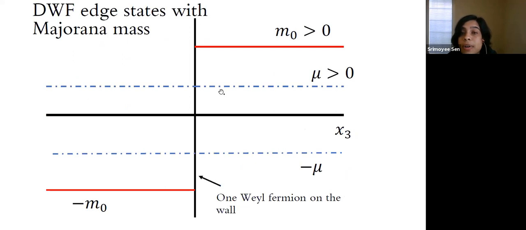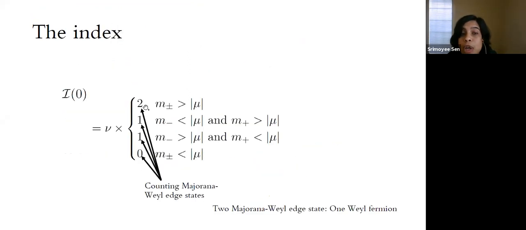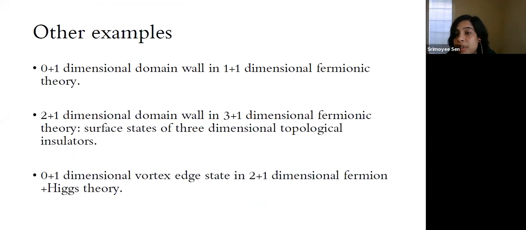And here you have a current inflow from both sides, plus one and minus one, and you count two Majorana Weyl. So you're able to count one Weyl fermion like this. So what happens is that you have two units of current inflow when you have a Weyl fermion on the wall. You have one unit of current inflow when your original theory had one Majorana Weyl on the wall, and then zero current inflow when you didn't have any fermion on the wall. So this is how you create a current inflow picture for this theory, where there were no continuous internal symmetries.